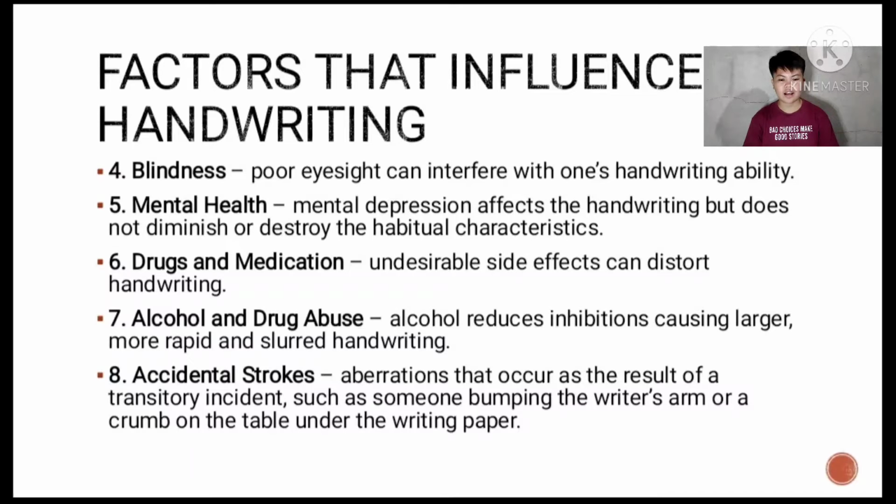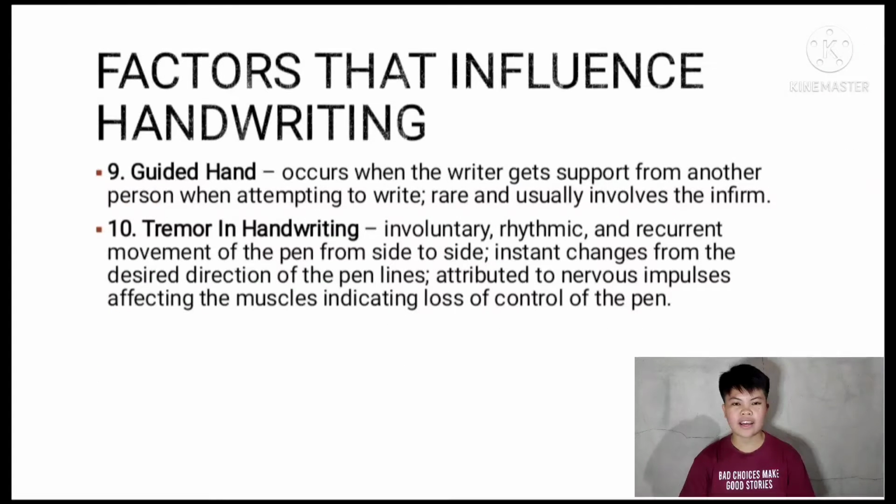Eighth is the accidental strokes. It can also influence handwriting because of aberrations that occur as the result of a transitory incident, such as someone bumping the writer's arm or a crack on the table under the writing paper. Ninth is the guided hand. It occurs when the writer gets support from another person when attempting to write. Rare and usually involves the infirm.